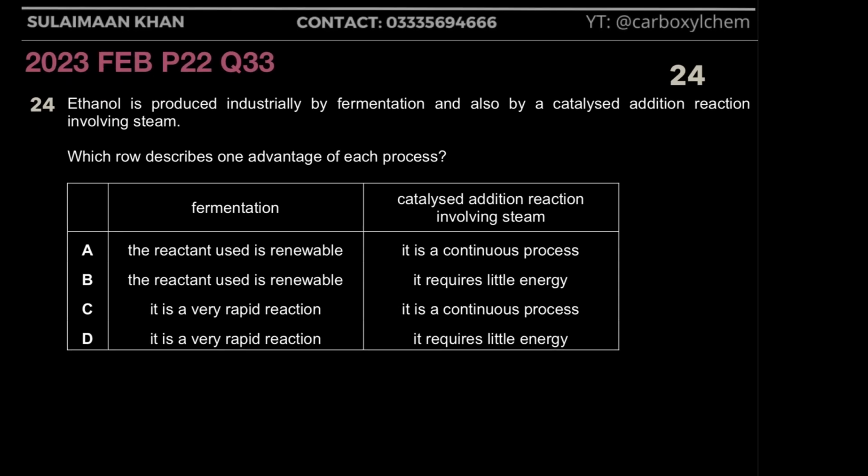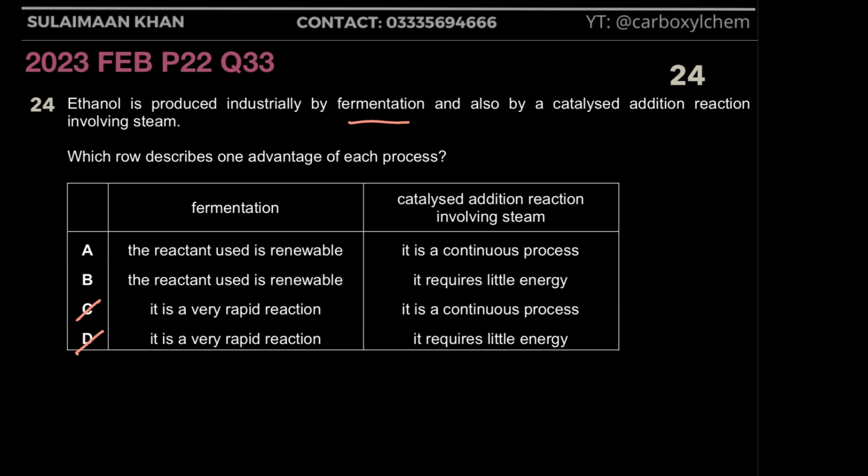Ethanol is produced industrially by fermentation and also by a catalyzed addition reaction involving steam. Which row describes one advantage of each process? Well, we know that the biggest advantage of fermentation is that it uses glucose, which is a renewable resource, right? It's not a rapid reaction, it's actually a very slow reaction. Fermentation, that's the disadvantage. It's a batch process and it's a very, very slow reaction.